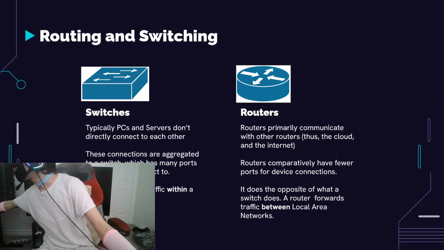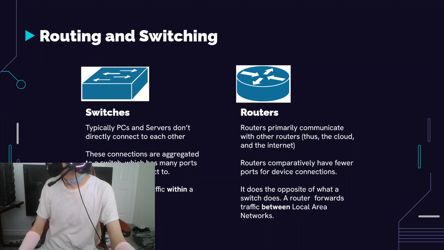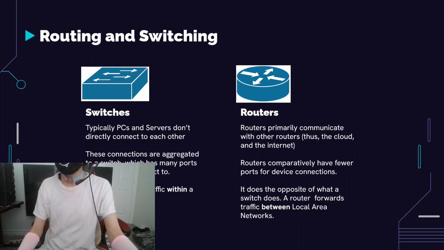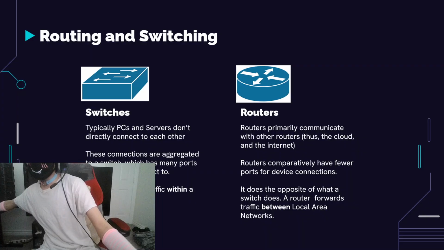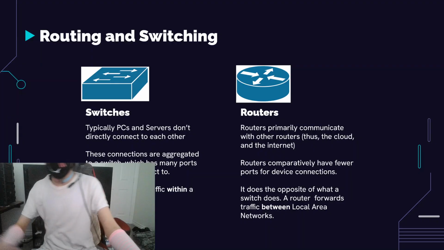So we're going to move on to routers on the right. As far as routers go, they primarily communicate with the cloud and other routers. This means that routers communicate between networks. So they go between networks, not really inside the network. I mean, it does some of it, but that's what a router looks like on the right. So that's a diagram. So let's move on.